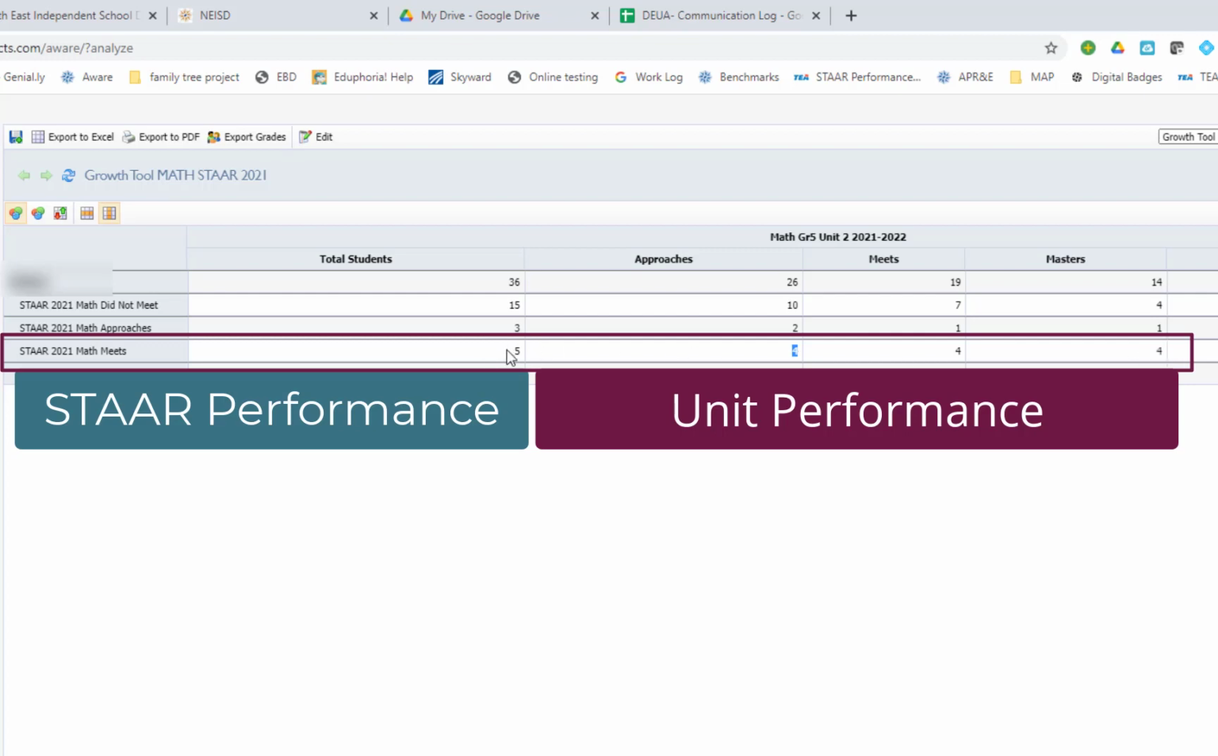And so if I look at that, I think, well, what happened to that one other kid? There's one kid who's not in approaches, meets, or masters, which means that that student did not meet expectations. So I want to know a little bit more about who that one kid is. So what I'm going to do is double click right here on my math meets group.